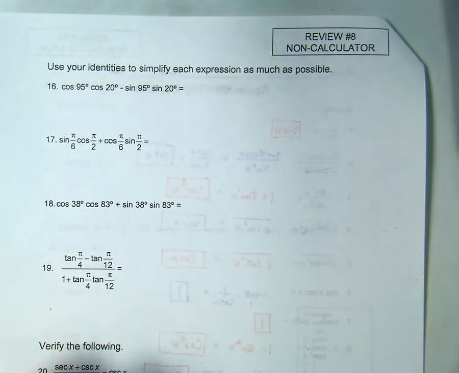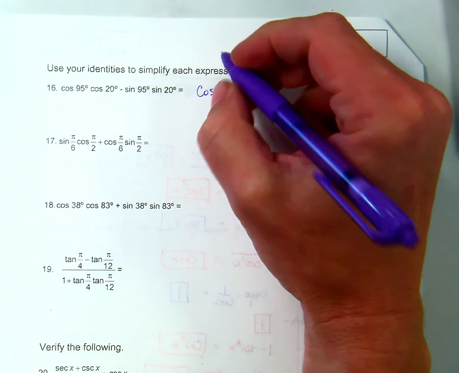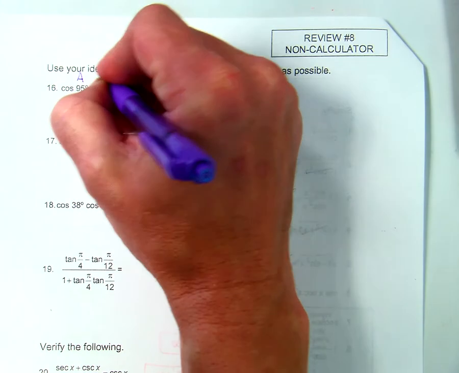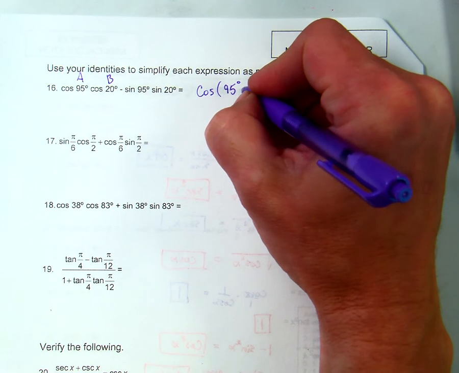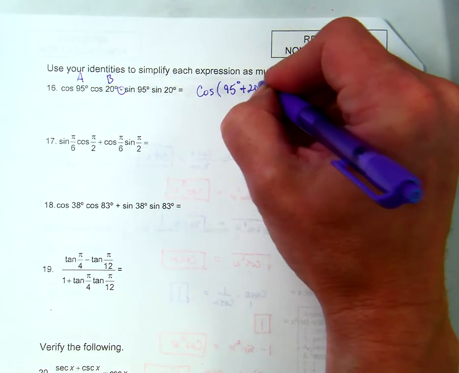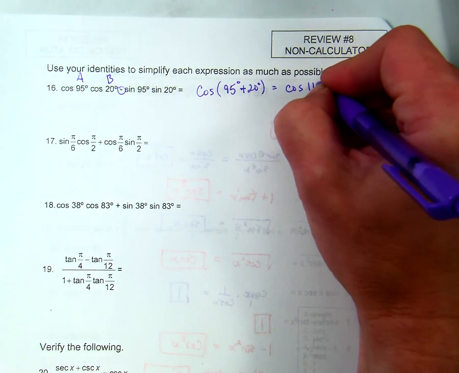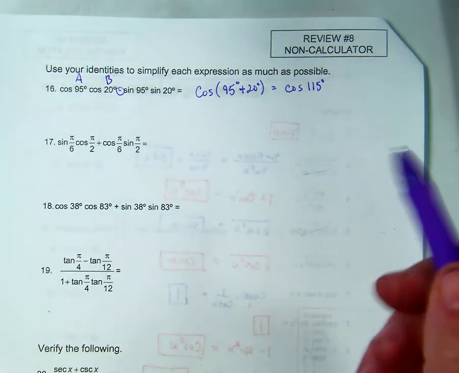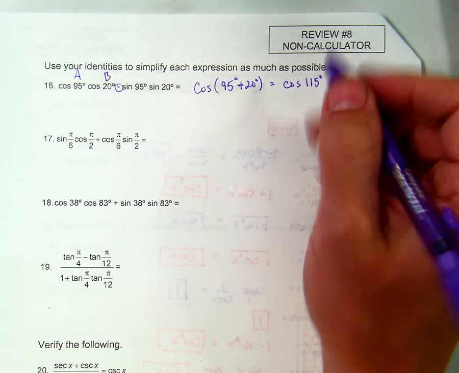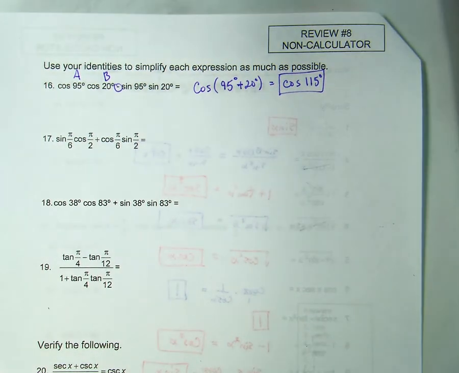So this is going to be cosine of, and the two angles, the A and B angles, are going to be 95 degrees. Remember, this is just angle A. That's angle B. So it's 95. And this was a minus, so this becomes a plus 20 degrees. And so this is simply cosine of 115 degrees. That's not one of our common angles at this point, so I'm not going to ask you to simplify that down any further using your unit circle. We'll leave it as cosine 115.